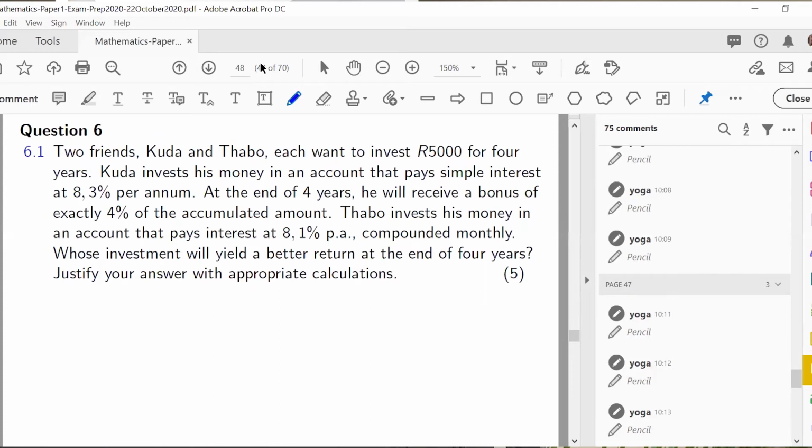And Tabo, on the other hand, invests his money in an account that pays interest at 8.1% per annum, compounded monthly. Now we need to compare these investments and tell which one will yield a better return at the end of 4 years. Now for Guda, I'm going to separate the two.